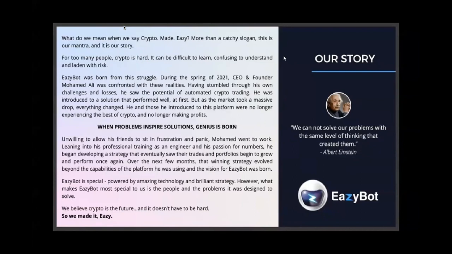And EazyBot is very, very special for a lot of the reasons we'll talk about here today. It's powered by some amazing technology and a really brilliant strategy. However, what makes EazyBot most special to us is the people and the problems that it was designed to solve. You see, we believe that crypto is the future and it doesn't have to be hard. So we make it easy.